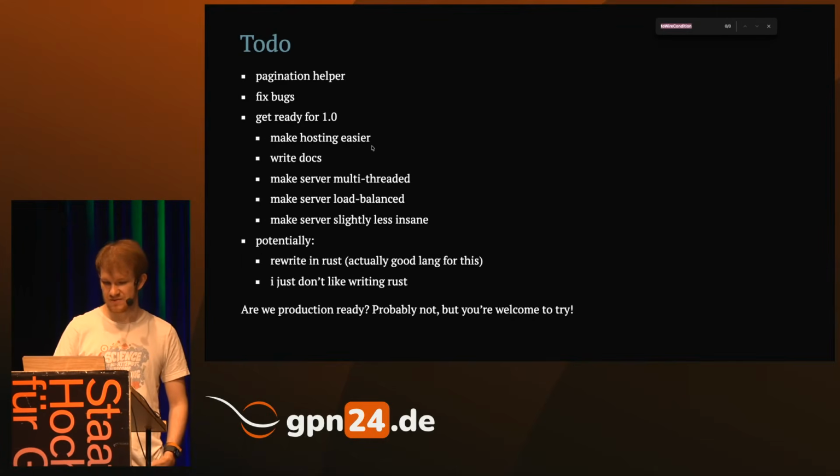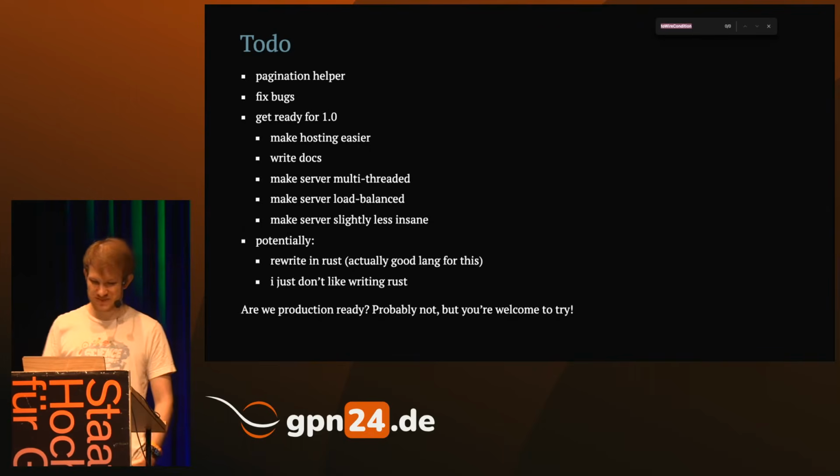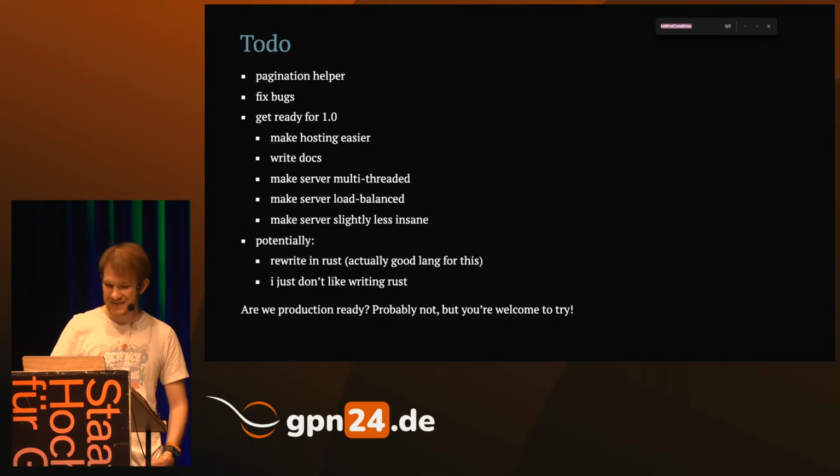Make hosting easier, write docs for it, make the server multi-threaded, make the server load balanced so you can have multiple PG Reflex server instances running, make the architecture of the server slightly less insane, and potentially rewrite the server in Rust. If anyone is a Rust programmer and wants to take this on, it's a great language for this kind of thing. I just don't like writing Rust, so I'm not going to do that.